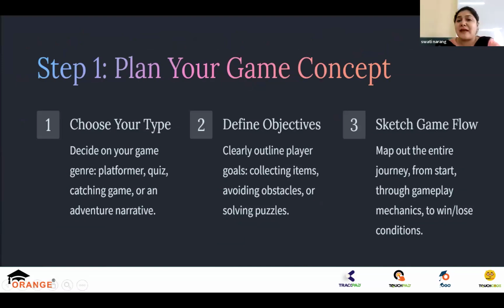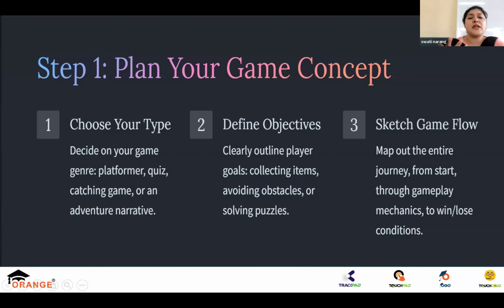So the first step is plan your game concept. You have to decide which game you're going to make. Are you going to make a quiz? Are you going to make a catching game? Are you going to make an adventure narrative game? So what kind of game you're going to make? Then you have to clearly outline how many players can play this game. One player game, two-player game, what kind of games, and what all obstacles you are going to put, how you're going to give them marks or scores, how they are going to solve the puzzles, what all hints you are going to put in it. So this is basically the game concept.